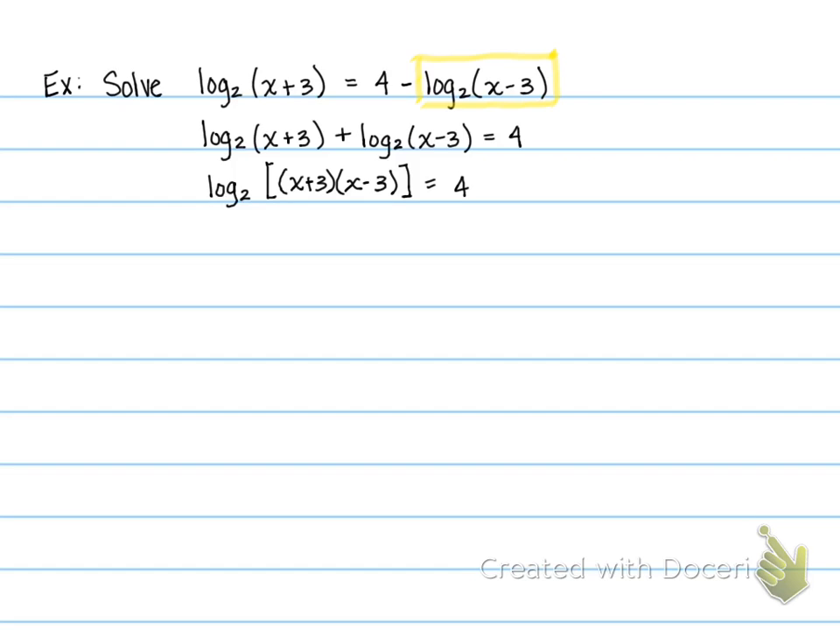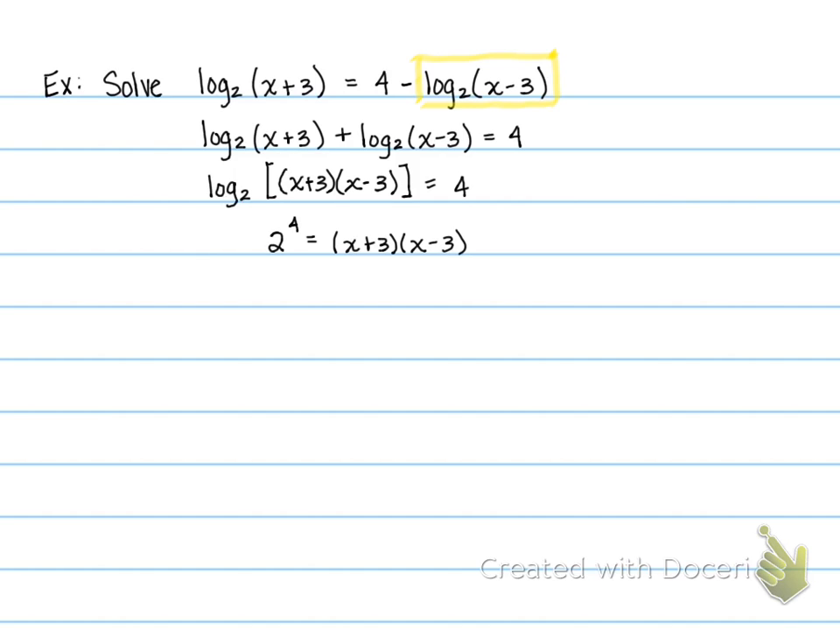So now everything we just did was like step 1 of solving our log equation. Our first goal is just to get a single logarithm on one side of the equation. And once we do that, we can rewrite this in exponential form. So my base is 2. The logarithm is equal to the exponent. So 2 raised to the 4th power is going to give me the input of my log. So x plus 3 times x minus 3.